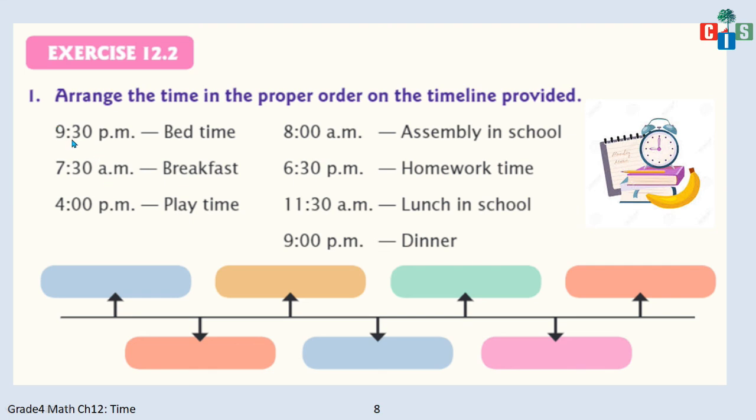When Rishi is in the house, he sleeps, the bedtime is 9:30 p.m. He has breakfast at 7:30 a.m. He goes to play at 4 p.m. and he assembles in the school. School time is 8 a.m. He does his homework at 6:30 p.m. and lunch he takes at 11 a.m. and dinner he has at 9 p.m. So you have to arrange this in the chronological order. Okay, that is in the proper order from starting to end.